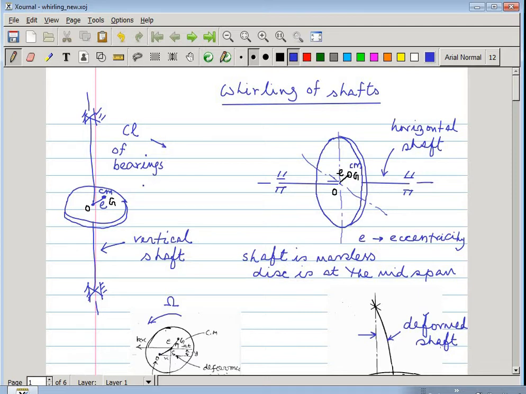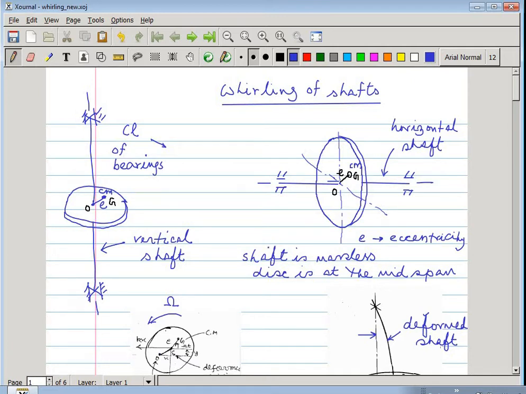due to some manufacturing inaccuracies or some fitting inaccuracies, the center of mass of the disc is slightly shifted from the axis of rotation. Here also the center of mass of the disc, which we call G, is slightly shifted from the axis of rotation, which we call O. So OG is the eccentricity. We denote the eccentricity by e.